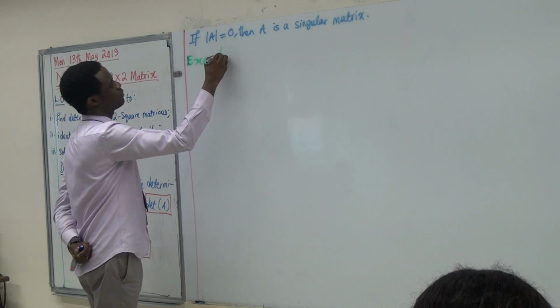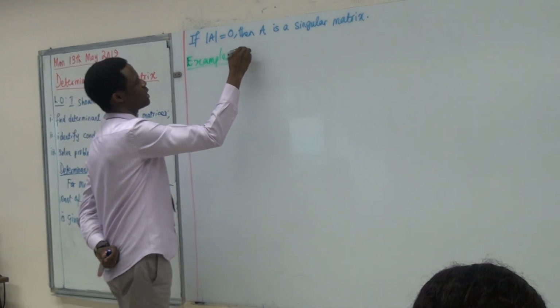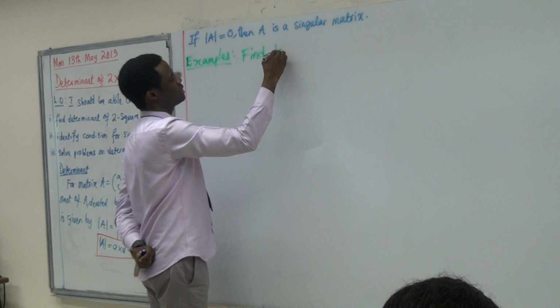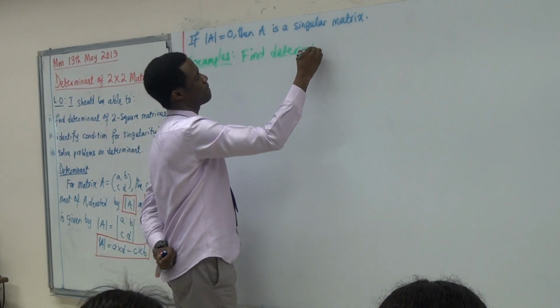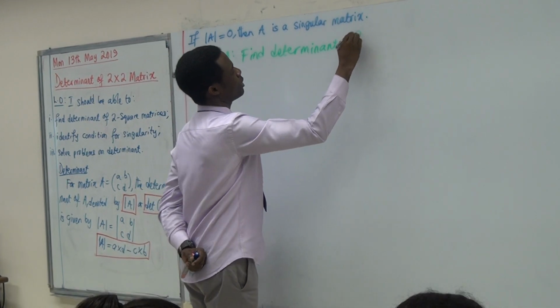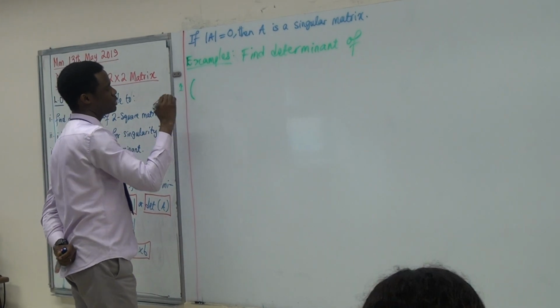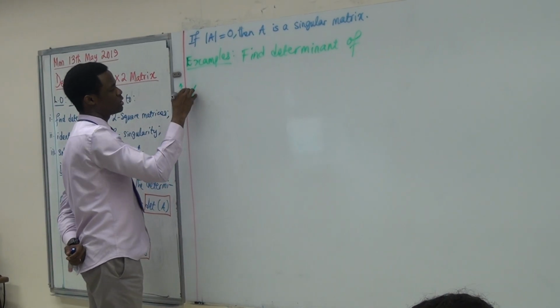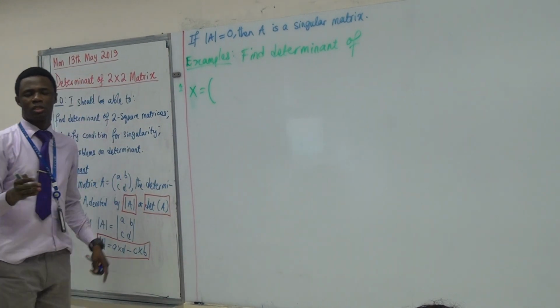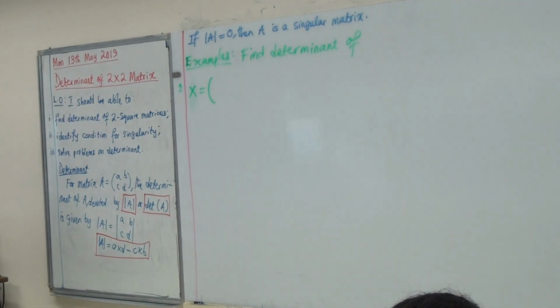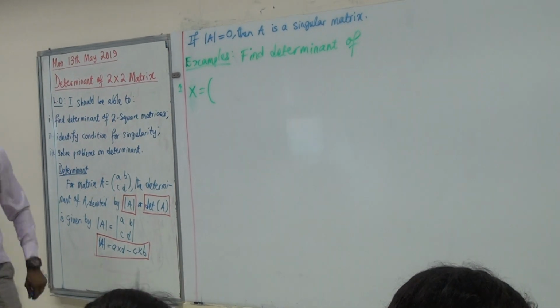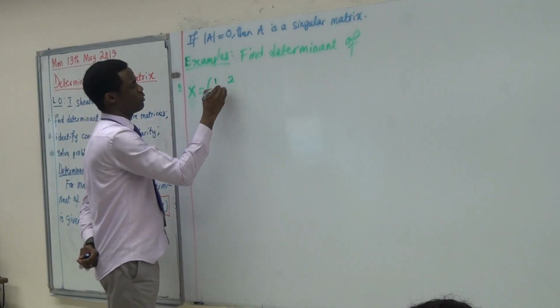Let's see, if the question says find the determinant of maybe the matrix, the matrix will be written in matrix form. When you're about to find your determinant, you change the symbol. So let's see: 1, 2, 3, 4.